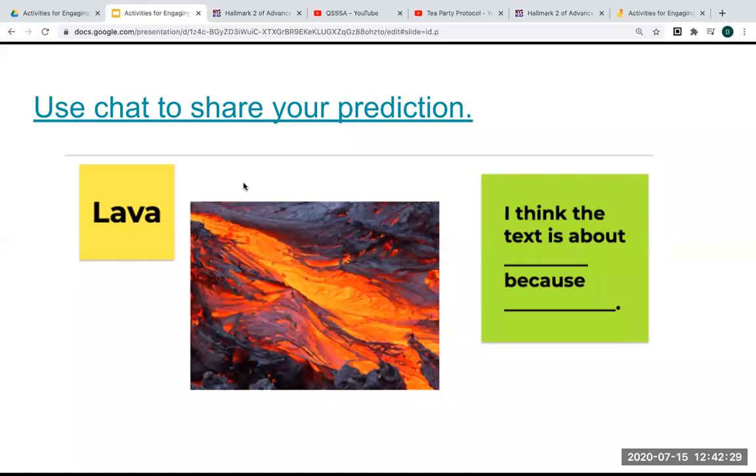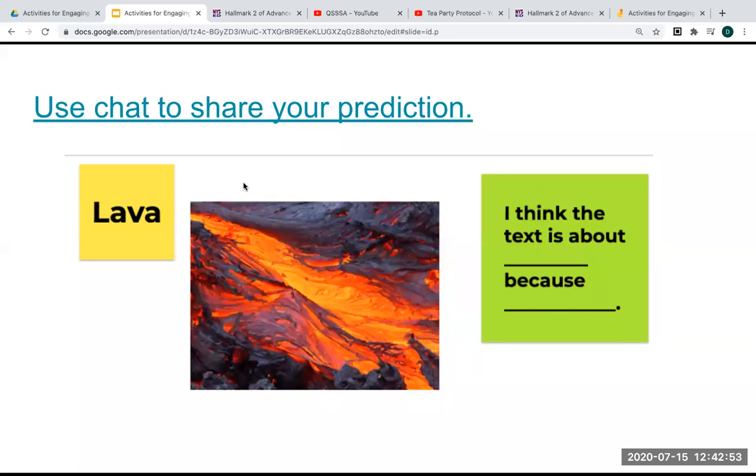And then I also have the sentence frame: I think the text is about, and then because. Depending on your student's proficiency level, they may not need that sentence frame. They may need less, so you can just write, I think the text is about. They may need a little bit more support from you. So depending on your student's proficiency level, you can make those scaffolds and those adjustments.